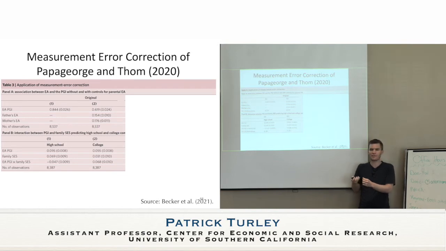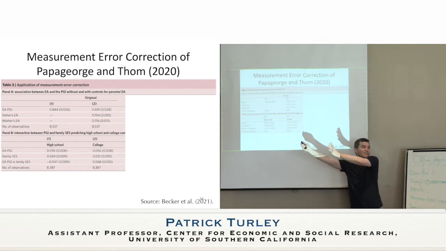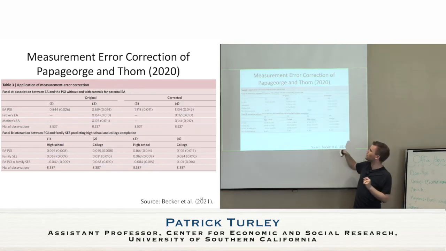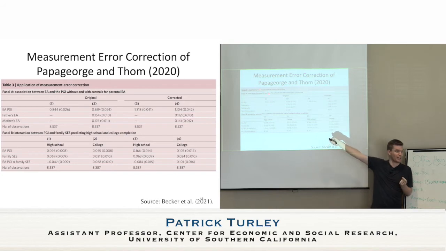And so if you both have a good PGI draw and a good family SES draw, then those things are going to work together to make you go even further. Right? So these are the uncorrected baseline results. Now let's think about what happens when we have a correction.